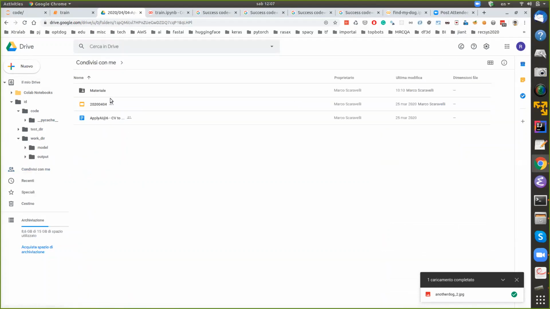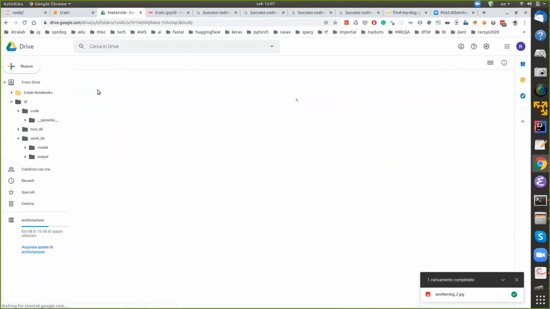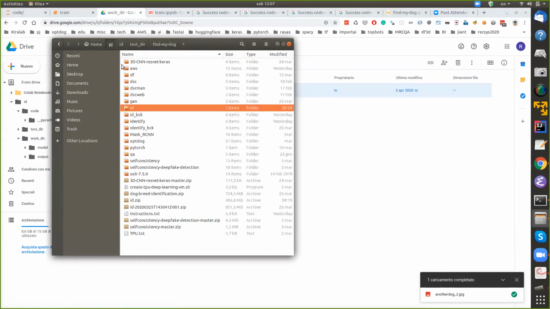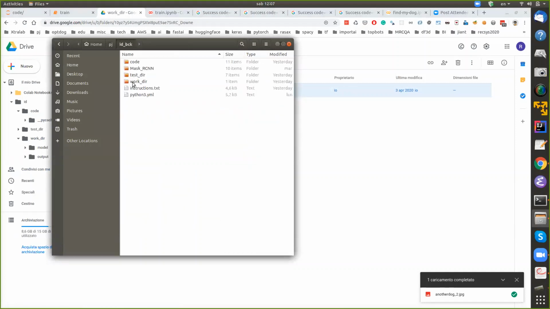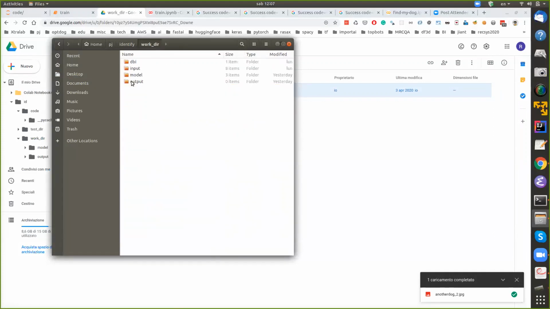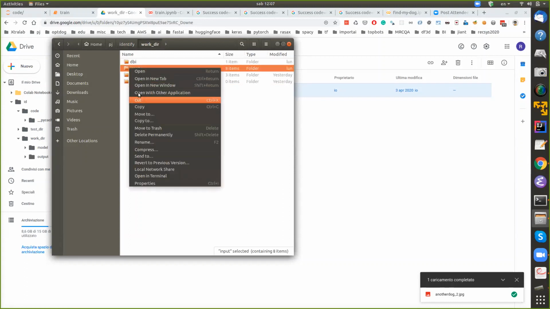If I go here, in the WorkDir, I only have the model. But in order to successfully run this, I need also the train folder. I can copy a predefined train from another project. Let me check if I have a train here. No. Okay, this is what I need. Copy.